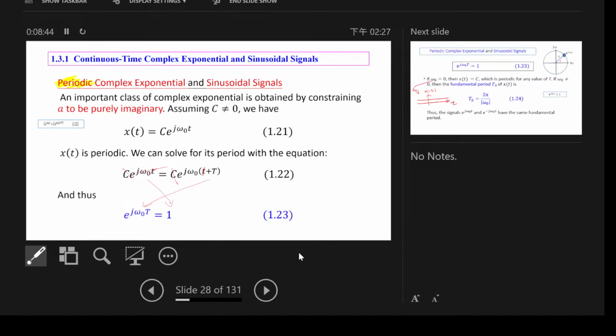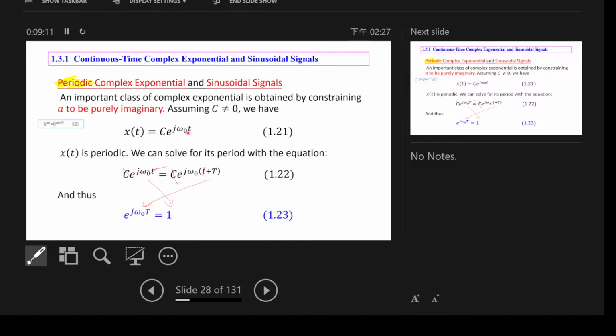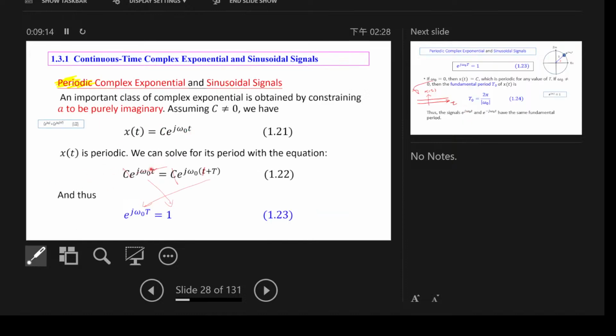But the ones we care about are periodic complex exponentials, because we want to study periodic functions. Periodic complex exponentials are of this form: you can have basically an arbitrary c that's not zero, times e to the j omega naught t. This means that a is purely imaginary. If your exponent is purely imaginary, then this function can be periodic.